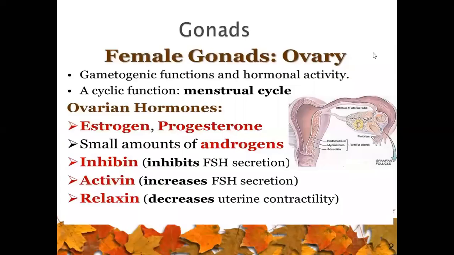Okay, female gonads, the ovary. You can see here the structure of the ovary and what two basic hormones are released by the ovary and what the functions of those hormones are. Gametogenic function and hormonal activity. A cyclic function, the menstrual cycle, also takes place here. The ovarian hormones are two here. Number one is estrogen. Number two is progesterone. So let's start with estrogen. I am going to tell you about estrogen here.